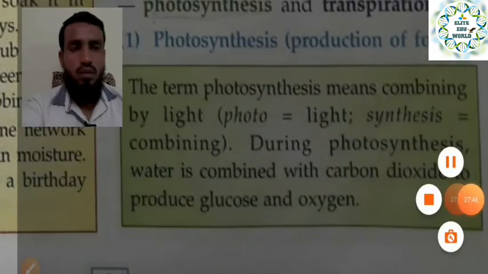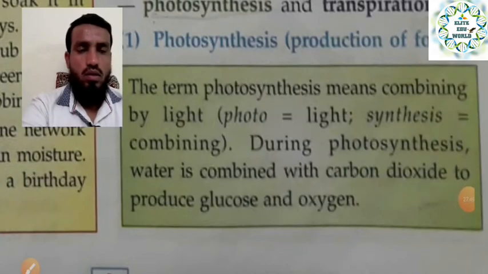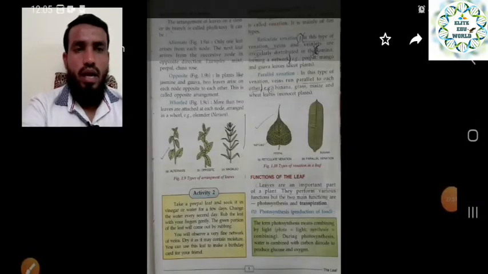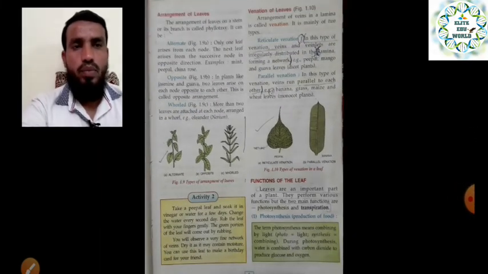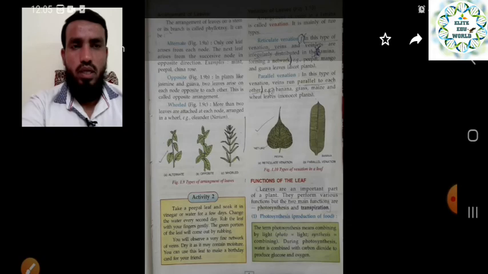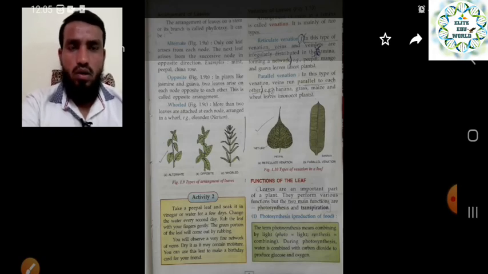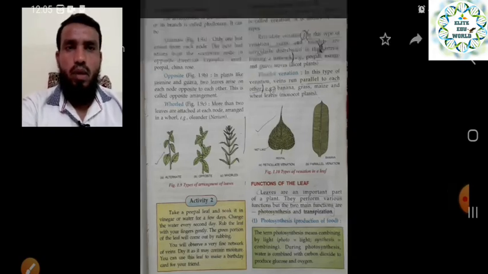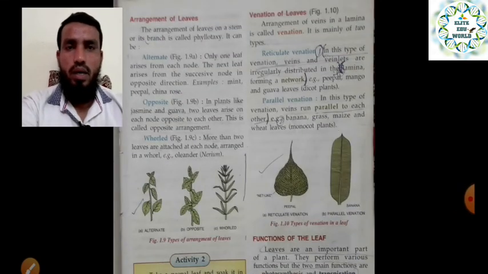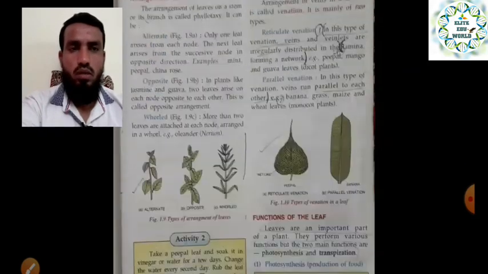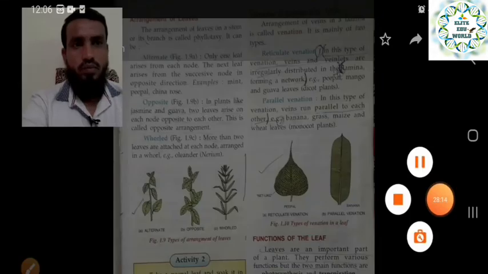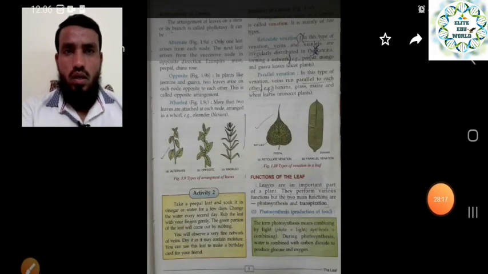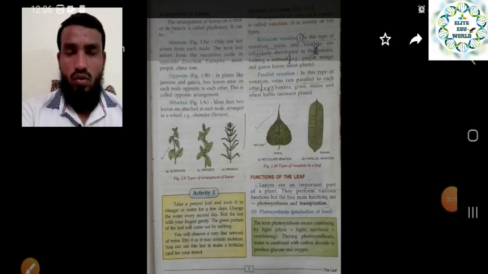And transpiration means removing the extra water. Whatever extra amount of water is there will be removed from the parts of the plant and evaporated into the air. That is called transpiration. So these two processes are very important when we are talking about the leaf, right? You have to keep in mind what photosynthesis is.